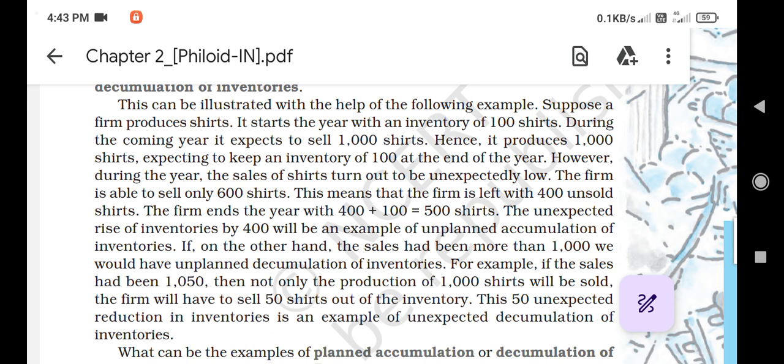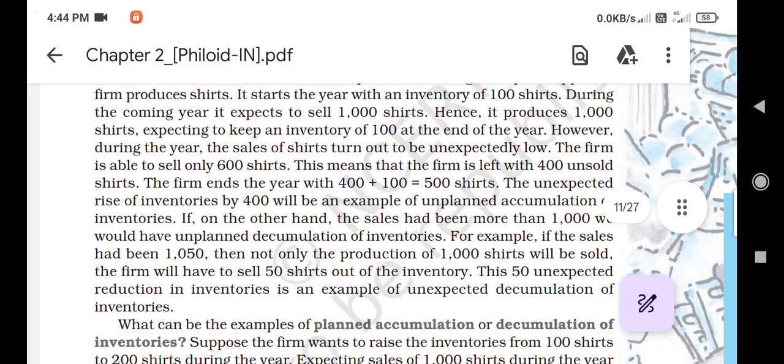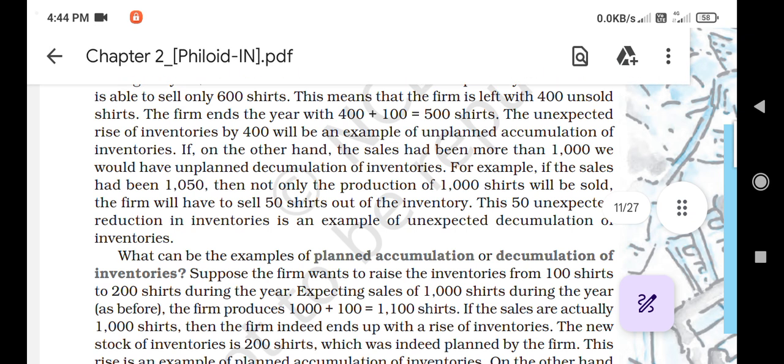Suppose a firm produces shirts. It starts the year with an inventory of 100 shirts. During the coming year, it expects to sell 1000 shirts. Hence, it produces 1000 shirts, expecting to keep an inventory of 100 at the end of the year. However, during the year, the sales of shirts turn out to be unexpectedly low. The firm is able to sell only 600 shirts. This means that the firm is left with 400 unsold shirts. The firm ends the year with 400 plus 100, 500 shirts.